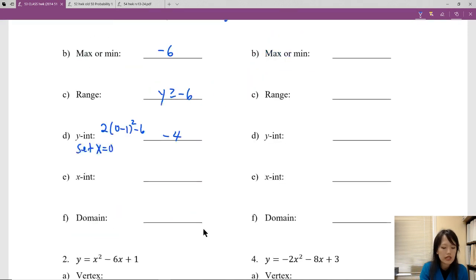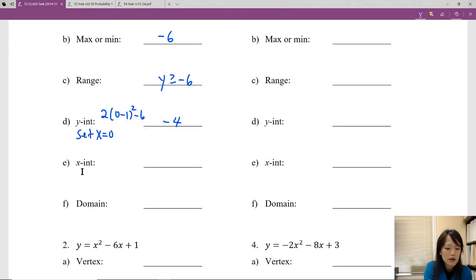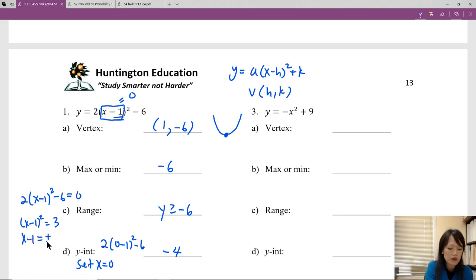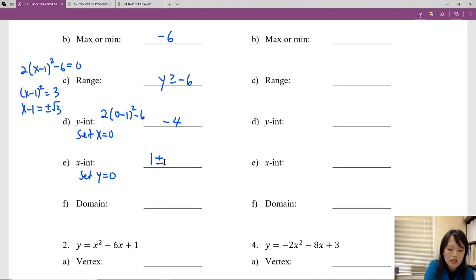Next one, e, your x-intercept. X-intercept, you set y values to be 0, solve for x. So for the x-intercept, if you set that to be 0, you can see it's 2 times x minus 1 whole thing squared minus 6 equal to 0. This is where you use that square root property. So you solve it. X minus 1 squared is 6 divided by 2, which is 3. Square root it. X minus 1 equals plus or minus root 3. You can see the answer. It's 1 plus or minus root 3. So there are 2 x-intercepts.